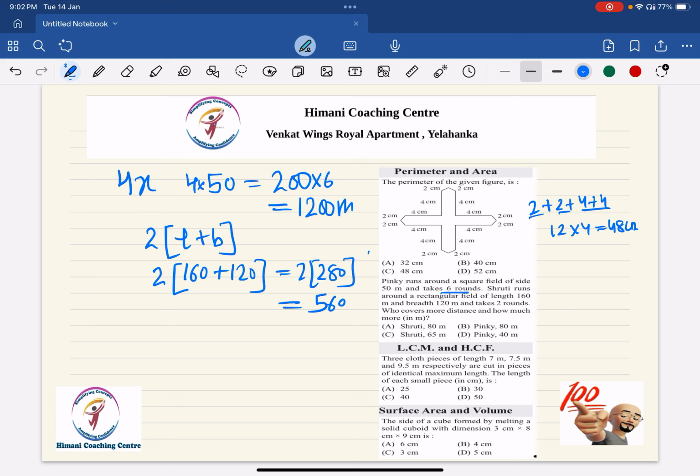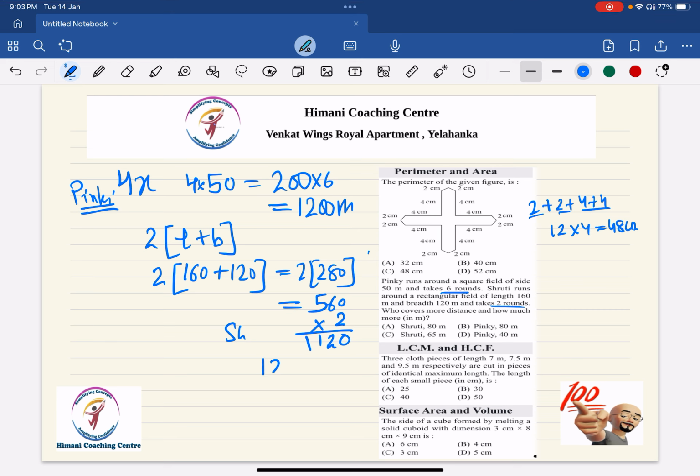She has taken how many rounds? 2 rounds. In one round she covered 560. In 2 rounds she will cover 2 6s are 12, 2 5s are 10 and 1, 1120. So can we see who has covered more distance? It is Pinky, because she has covered 1200 meter, while Shruti has covered 1120.